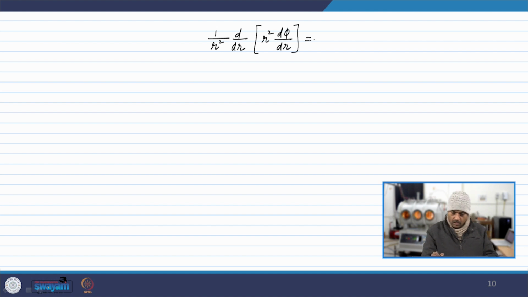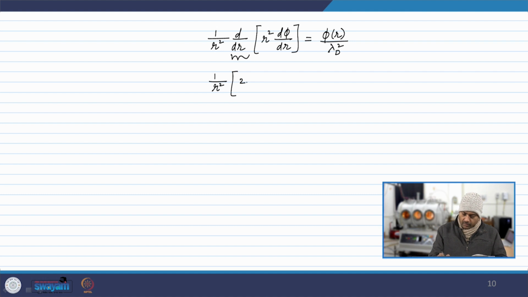So, this is still the same: 1 by r square d by dr of r square d phi by dr is, I am going to call phi as phi of r. Why? Because phi only varies as a function of r, but with respect to the other two coordinates, it is constant. I take this derivative inside, okay. I will keep 1 by r square outside. You have d by dr of uv.